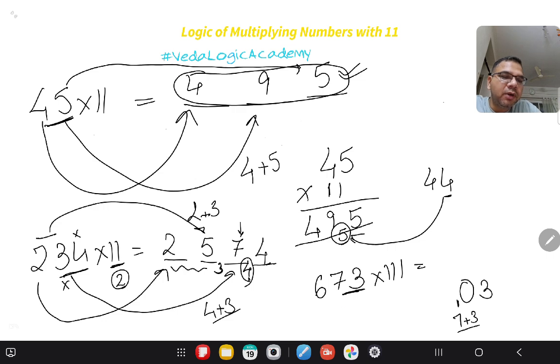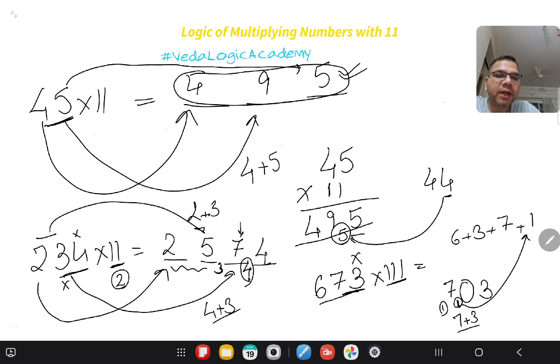Now for the next part, because I have 3 ones, the maximum I can take is 3 numbers. So I'll take all of them together. 6 plus 3 is 9. 9 plus 7 is 16. And 16 plus 1, this is the one from the carry, right? So 16 plus 1 becomes 17. Again 1 is the carry.